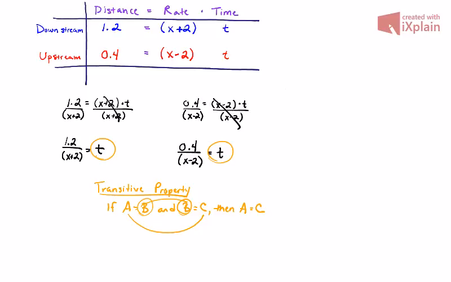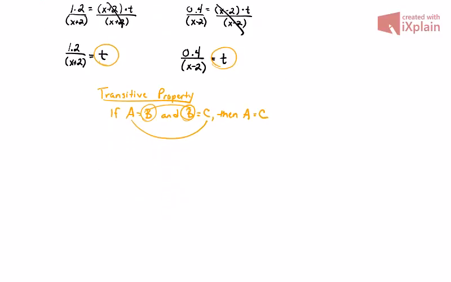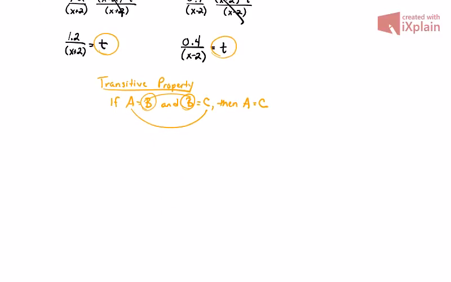So what we can do is link them up together. If I know that t is equal to 1.2 all over x plus 2, and t is equal to 4/10 over x minus 2, I can argue that these two rational expressions must be equal to each other.